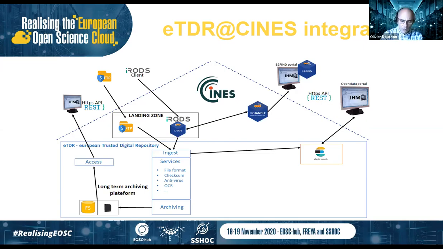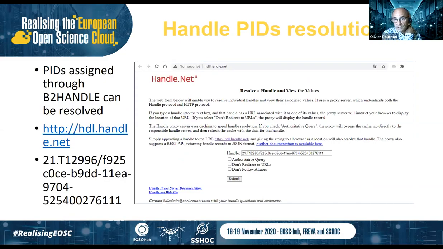For example, the B2 Handle service is very convenient because you will generate a persistent identifier and you will also declare the API, which can be used to resolve those PIDs and access them. So this can be done through, for example, the handle.net website. On the screen is a sample of a PID, a digitized herbarium from a French museum. If you copy and paste this PID in the web interface, you will get directly to the dataset, right? So this enables citation and things like that in publications. And that's one of the FAIR requirements.